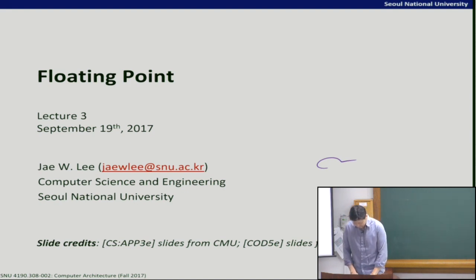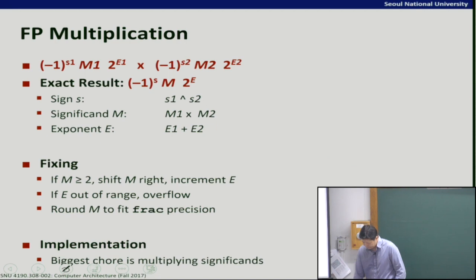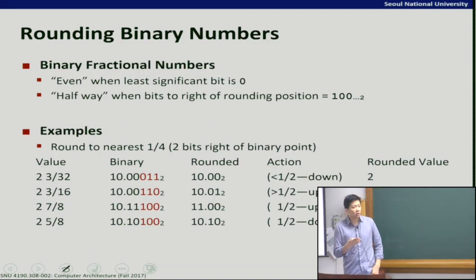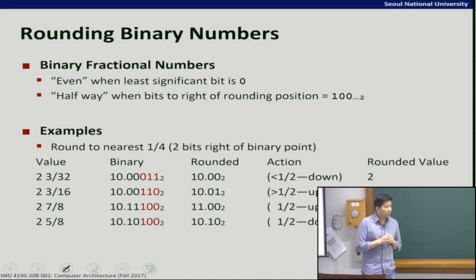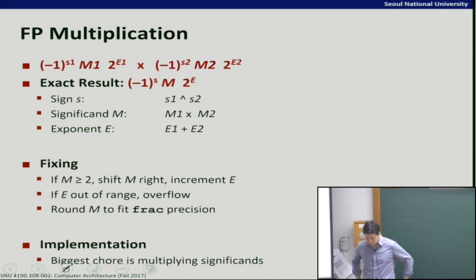So I stopped here last time. Last time we covered rounding, right? So we basically learned how we can represent floating point numbers, and we also dealt with the issues of rounding, because we actually have limited precision. Somehow, we have to pack them into the limited number of bits, right? So that's the issue of rounding. And now we will move on to multiplication first.